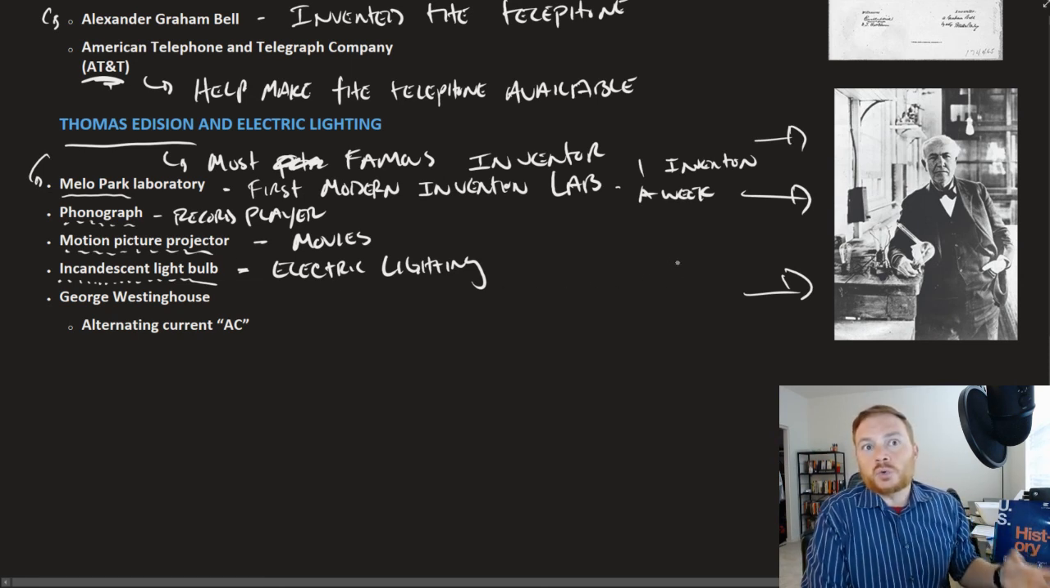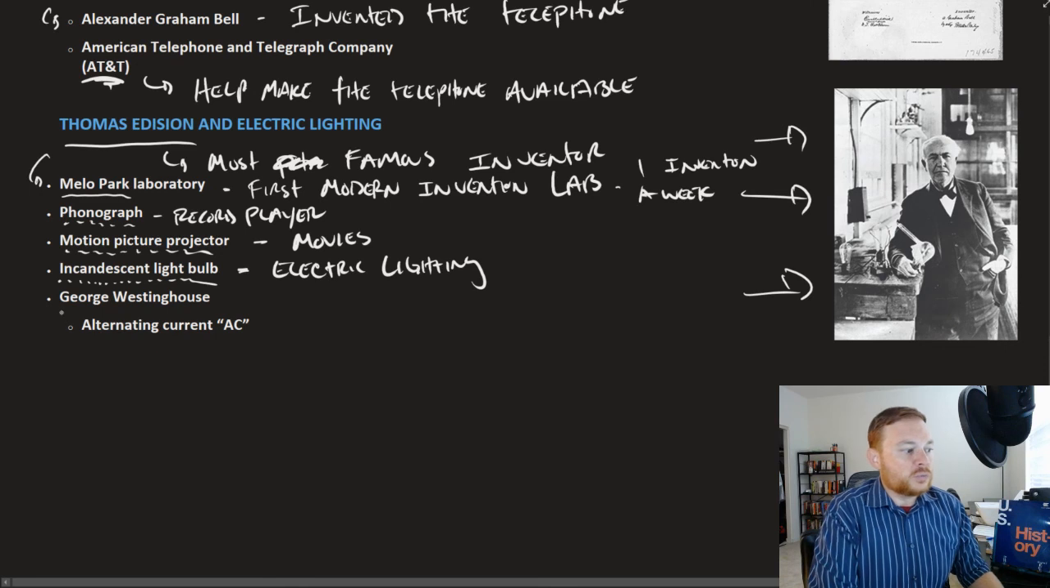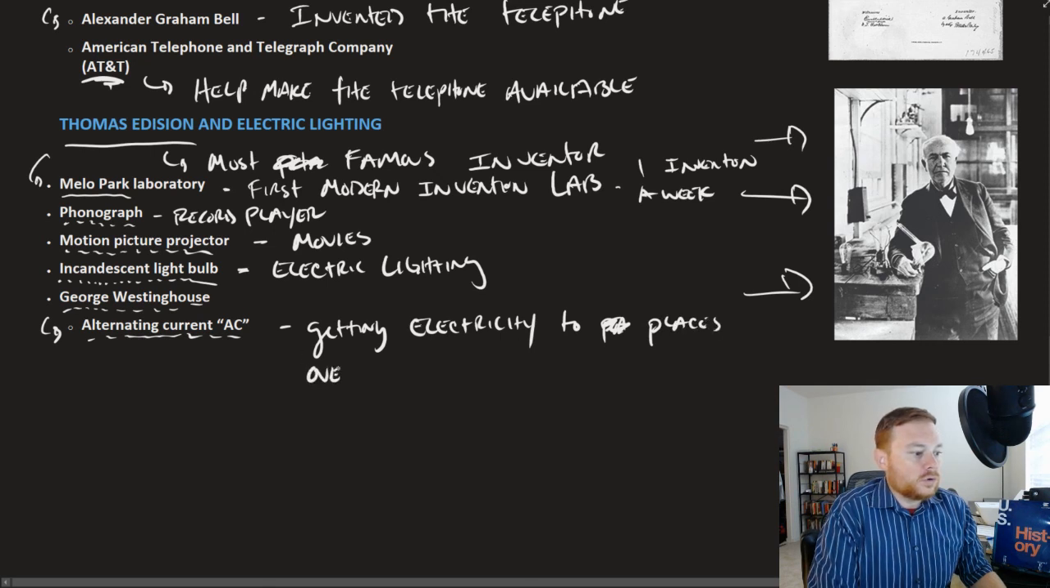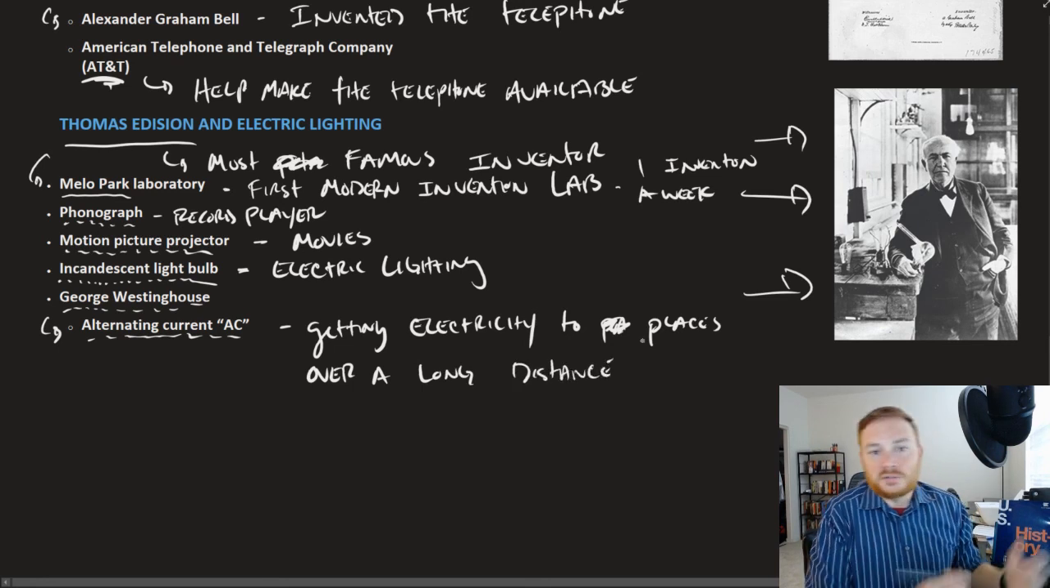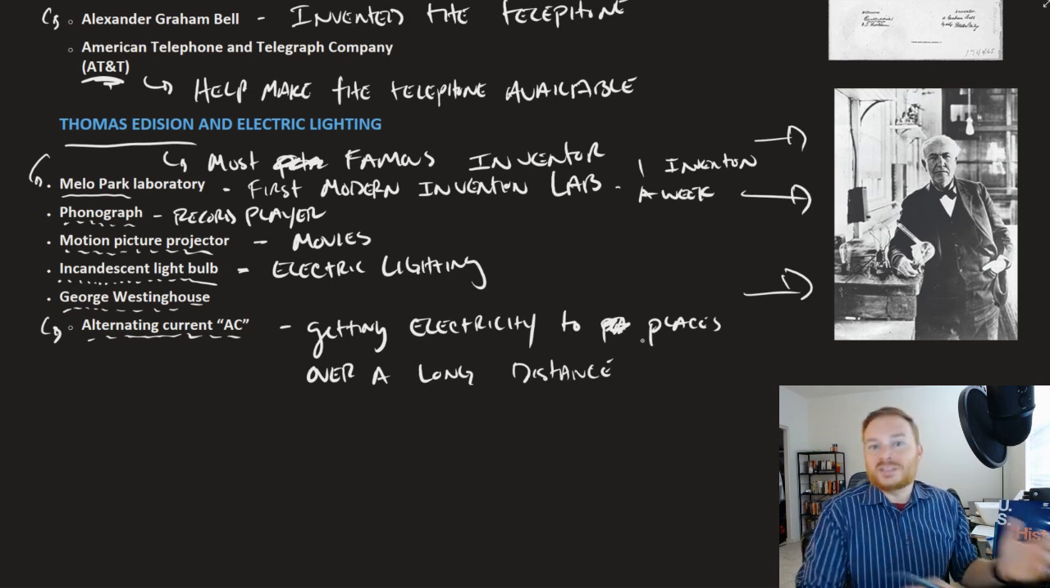However, Edison struggled more on how to get electricity to the masses. So he can invent the light bulb. Instead, it was George Westinghouse and his invention of alternating current as a way of getting electricity to places over a long distance. So even though Edison invented the light bulb, he was not responsible for inventing the way of transferring that electricity using alternating current, transferring it over long distances, which ultimately helped make electric lighting more available to the American public.